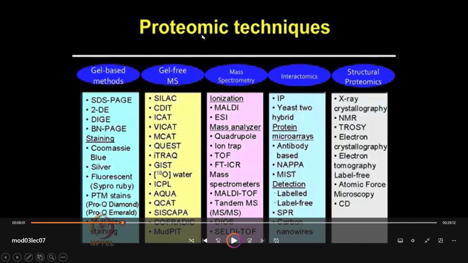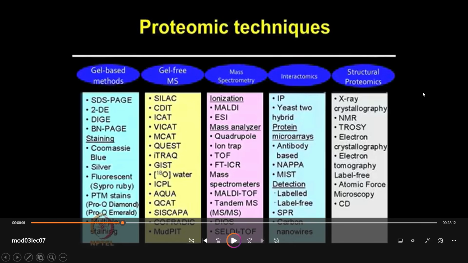Along with that, interactomics can also be a part of a proteomic study if you are trying to study how exactly one protein is interacting with another protein, or how one protein is interacting with some nucleotide or something. All of those come under interactomics.